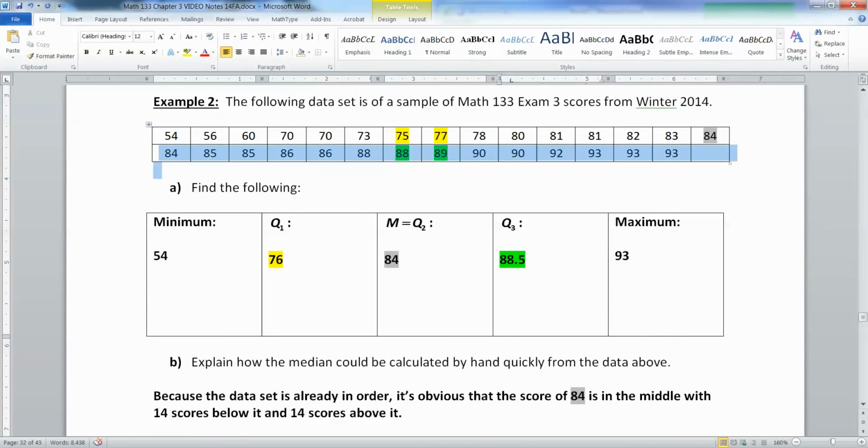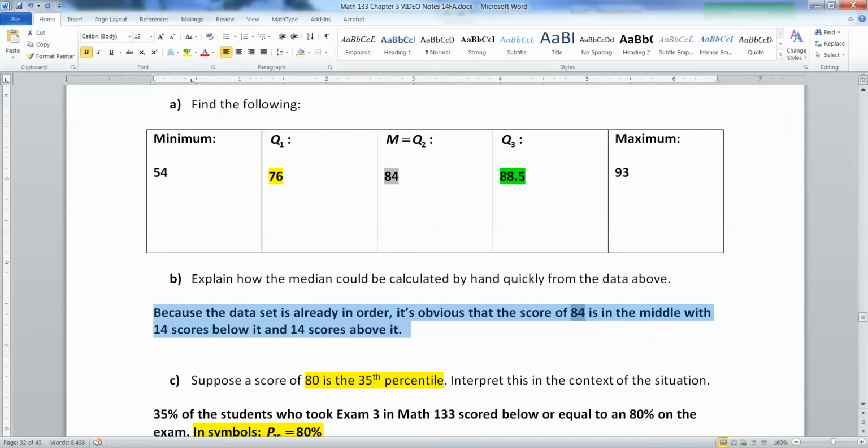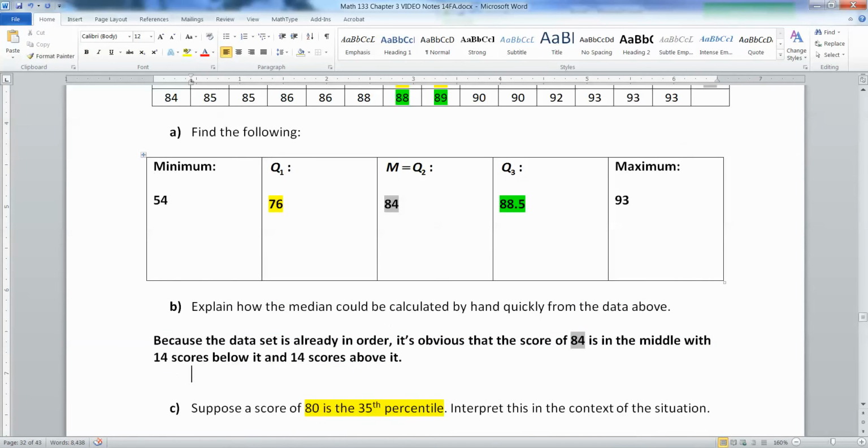Similarly, on the top half right here, you can see that there's an even number of scores, so that 75th percentile right here is the halfway spot between 88 and 89. So if you add 88 plus 89 and divide by 2, you get 88.5. So that's how to find all of those with the calculator and how to find them by hand, and then also how you could have figured out the median by hand if you so desired.